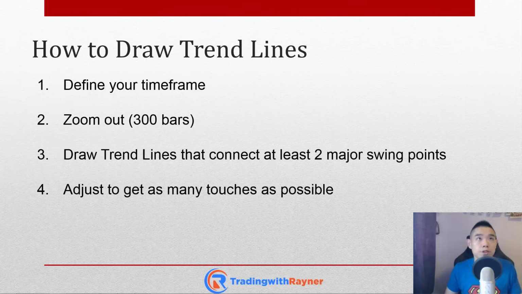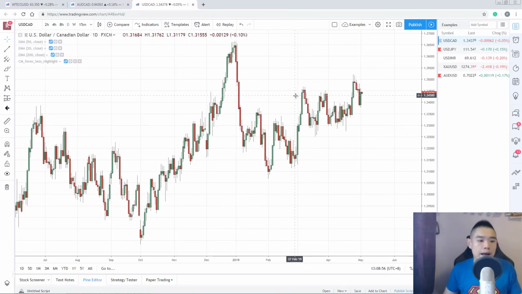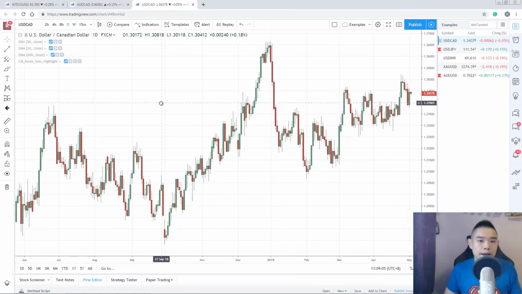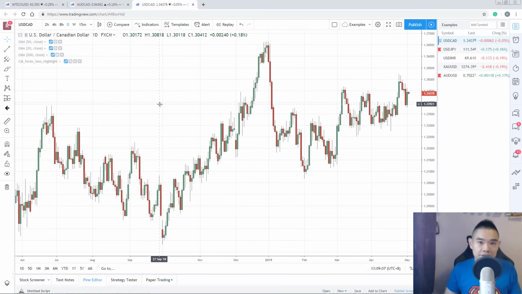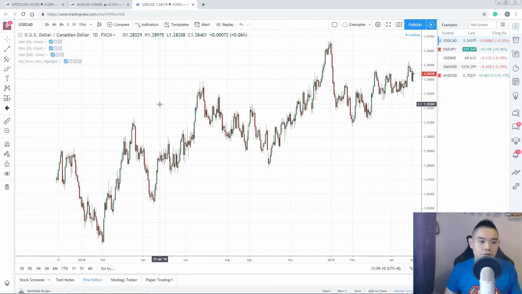So first thing first, okay, so let's assume that I'm going to define my time frame as the daily time frame. So this is the daily. Okay. So remember, I said to zoom out your chart. So let me just reset the chart. And I typically zoom out, let's say 5 times, right? 1, 2, 3, 4, 5.